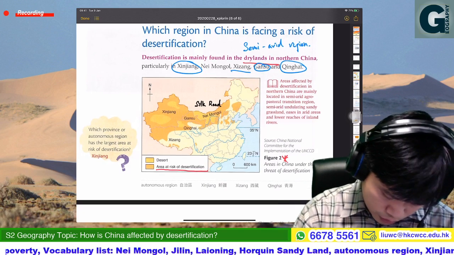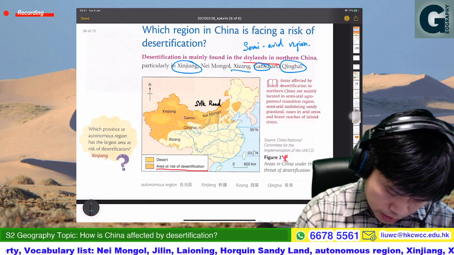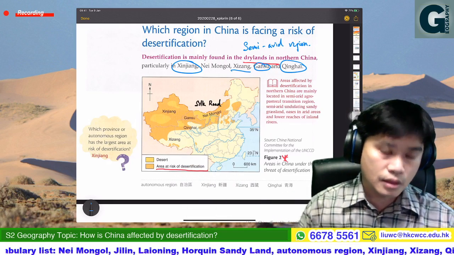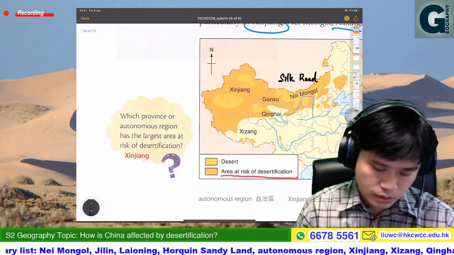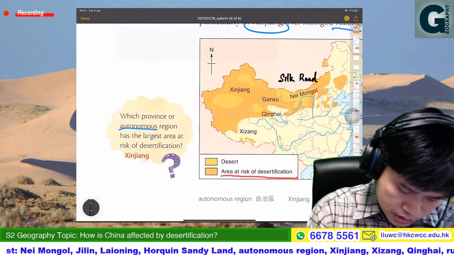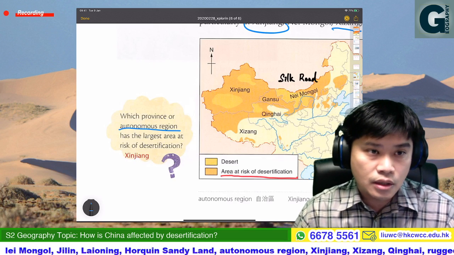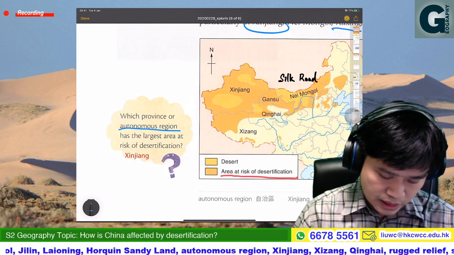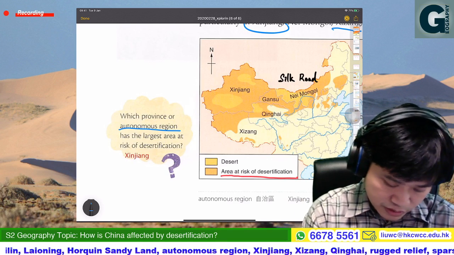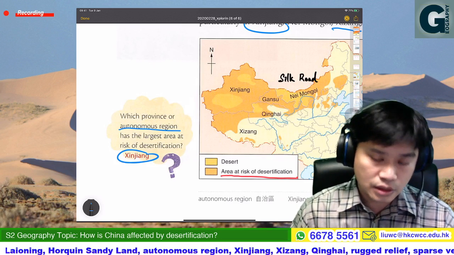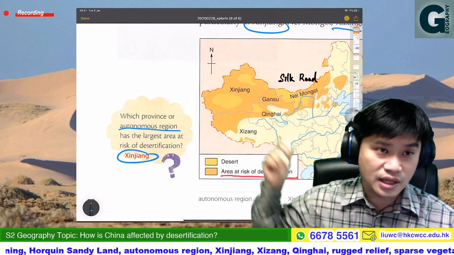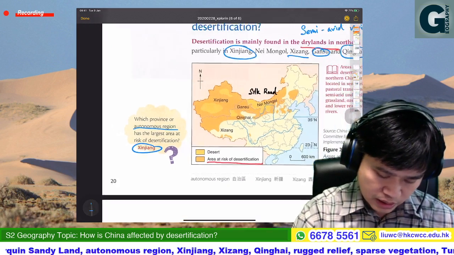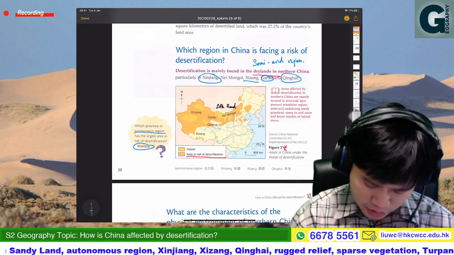And one more thing you should note. On the left hand side, you can see there is a question: which province or autonomous region, you should know that an autonomous region we may call 自治區, has the largest area at risk of desertification? Of course, that would be Xinjiang. From this map that would be very clear. As it is very dry, most of the area may be under the influence of desertification.